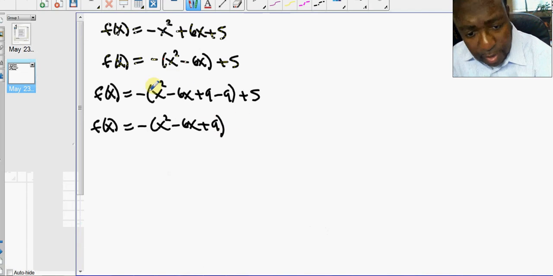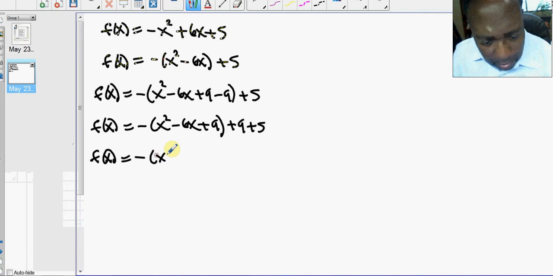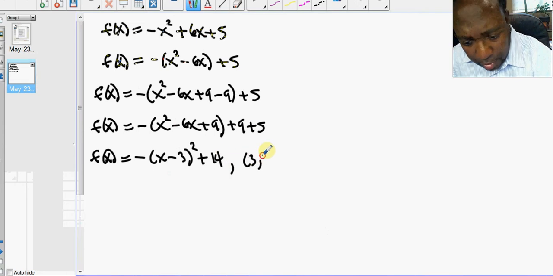The negative part comes out. It's negative times that negative there. It comes out the front door. So this is plus 9 plus 5. So here f of x is equal to negative, you could factor this as x minus 3 squared, plus 14. So my vertex is at 3 comma 14.